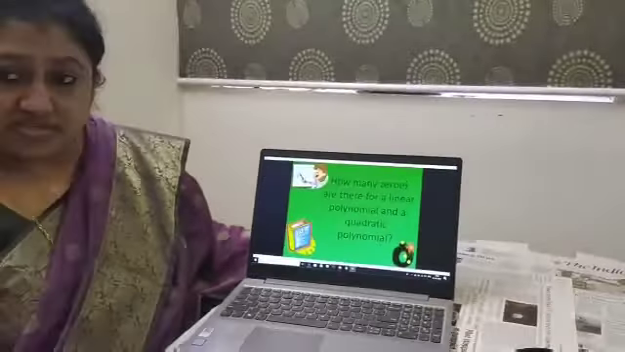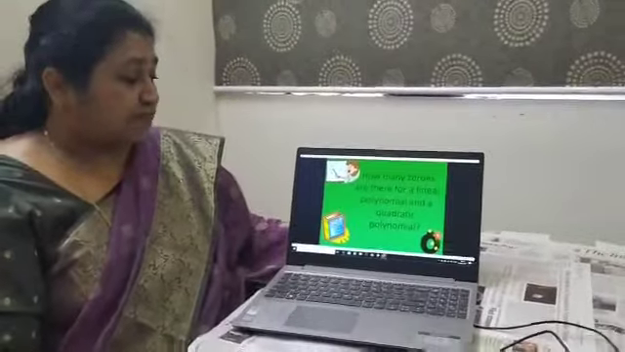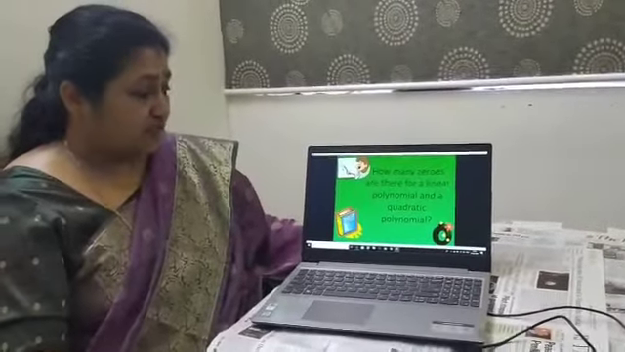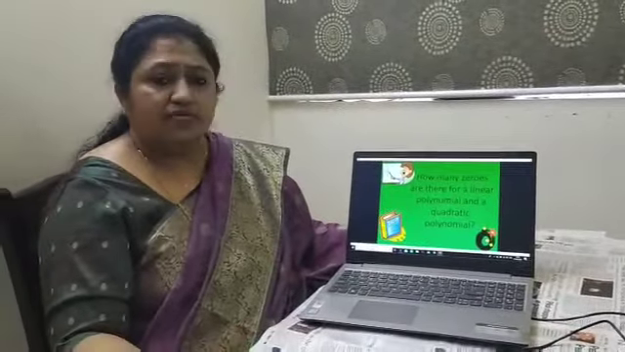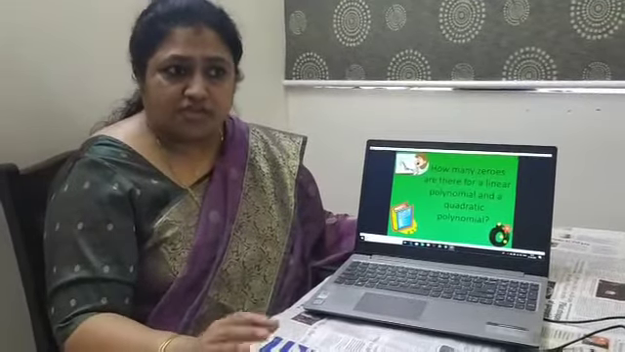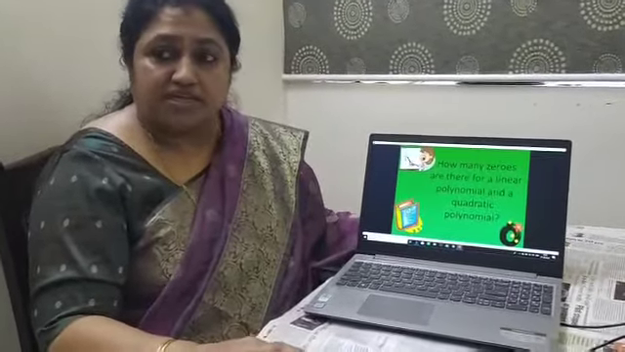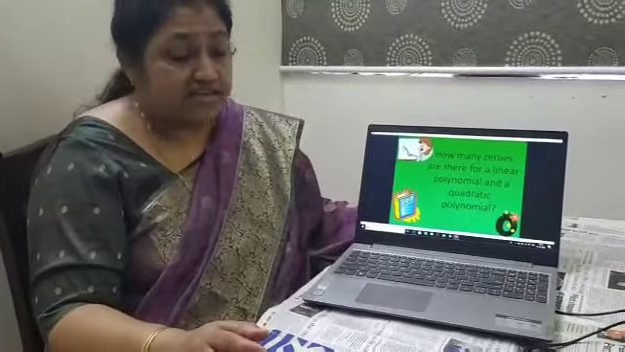In this slide, the question is how many zeros are there for a linear polynomial and a quadratic polynomial. So before going in depth about this question, I would like to recollect what you understand by a linear polynomial. What is the meaning of linear? Linear is nothing but a polynomial expression with degree 1. Always remember, if an algebraic expression, a combination of numerals and variables, has the highest power of the variable as 1, then we call it a linear polynomial.